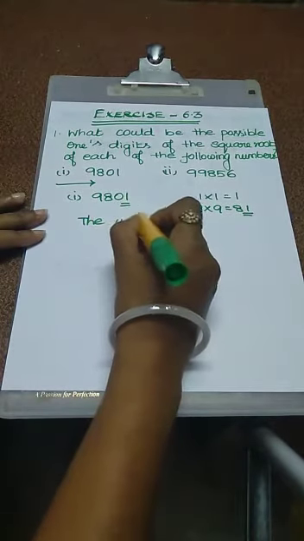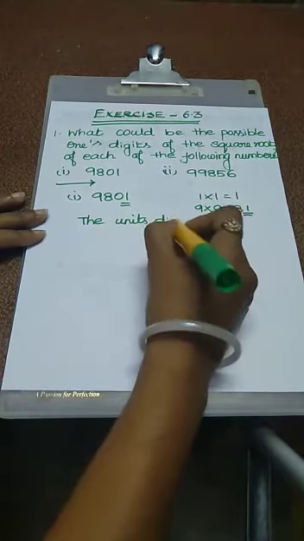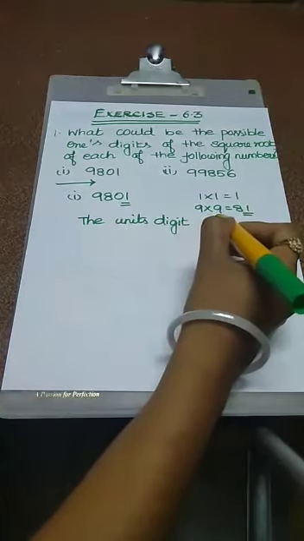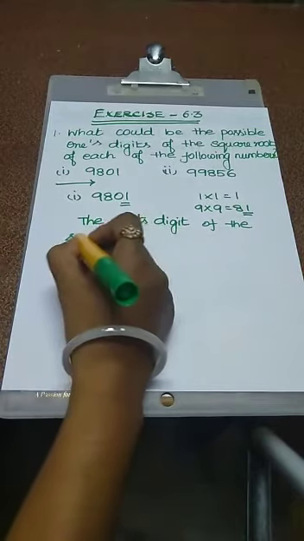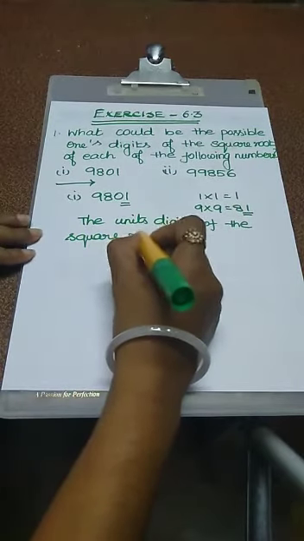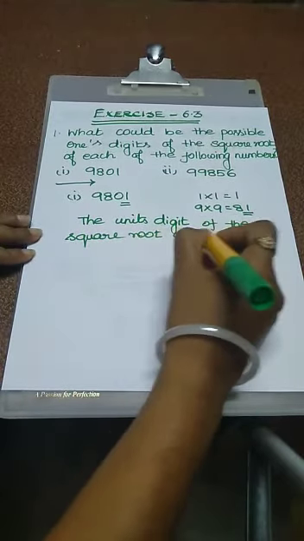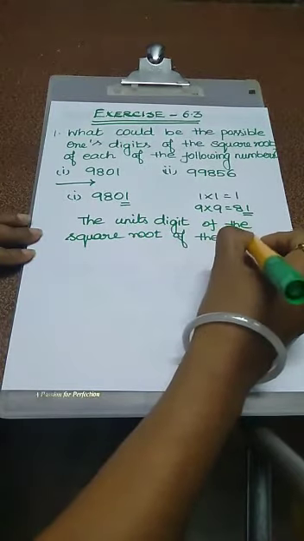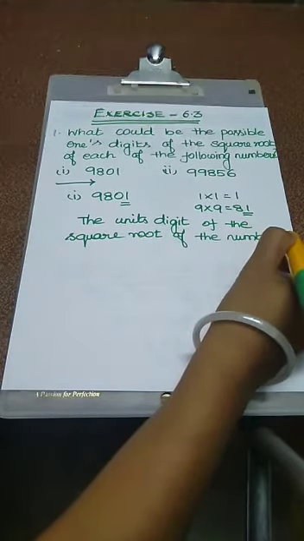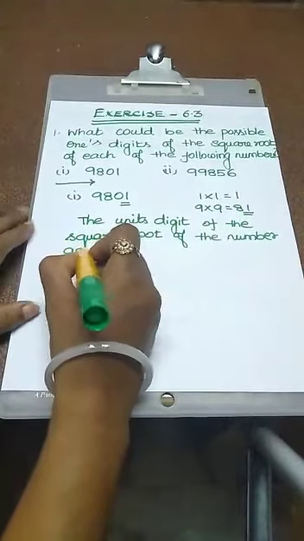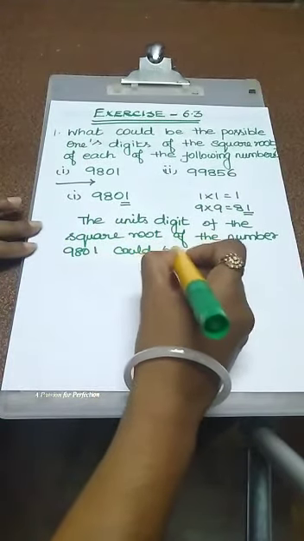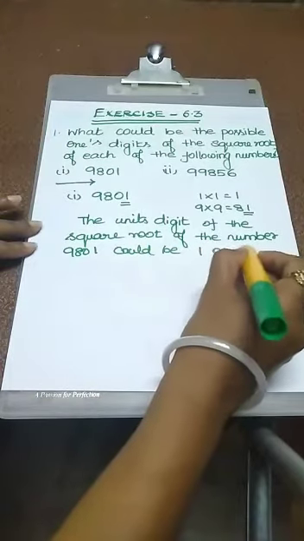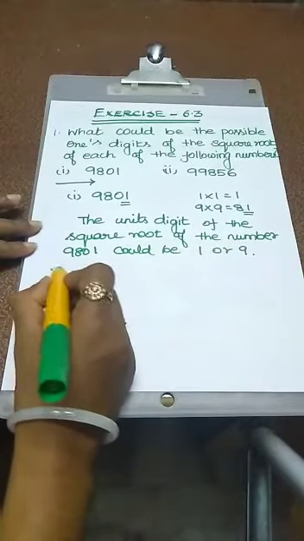The answer is the units digit of the square root of the number 9801 could be 1 or 9. Okay. What is our next question?